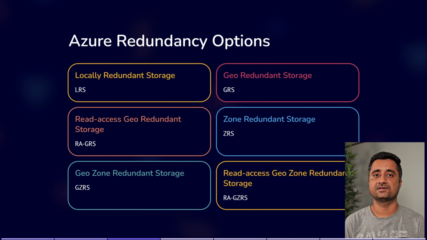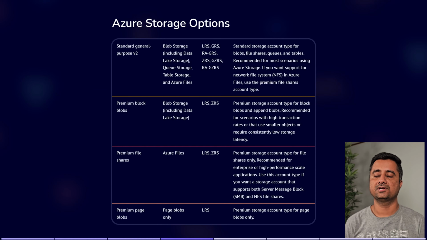What are the Azure redundancy options? We do have multiple options here. The first one is locally redundant storage, which is called LRS. They have geo redundant storage, GRS, read access geo redundant storage, zone redundant storage, and then geo zone redundant storage. And we have a read access geo redundant storage as well. So you would understand looking at this table what is the main purpose of these.